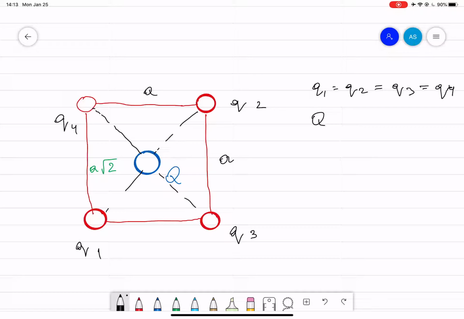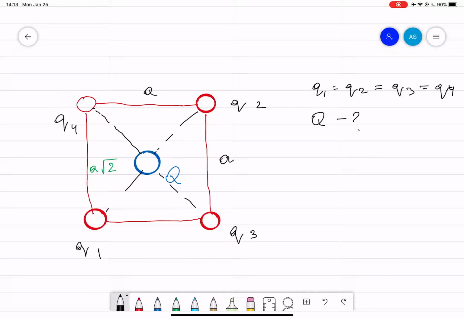Now say that the whole system is in equilibrium. It's not moving. So if they're in equilibrium, we have to find the charge of Q. Try to guess that all the small charges from Q1 to Q4 are positive. What should be the sign of Q so that they will be in equilibrium? This is the first question.